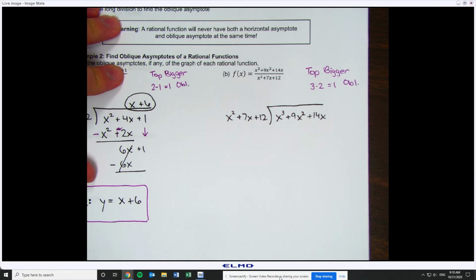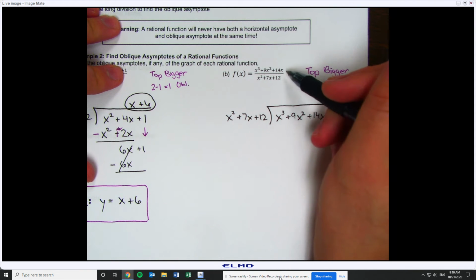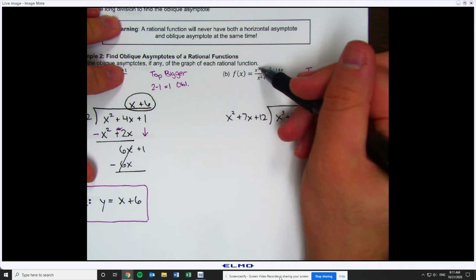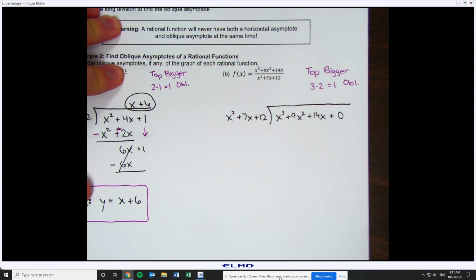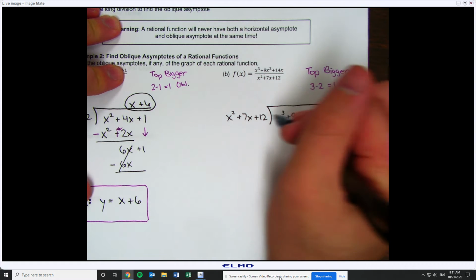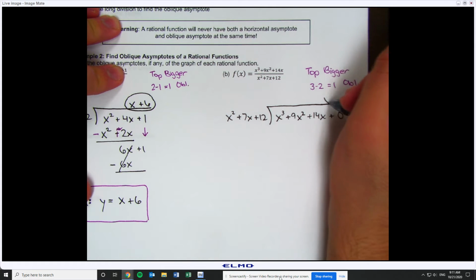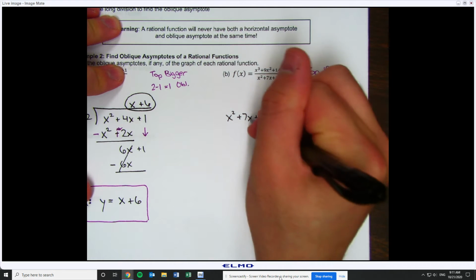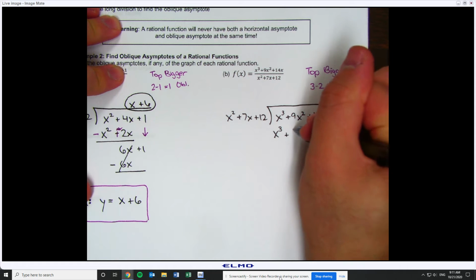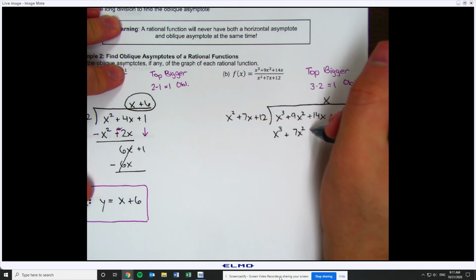Okay, so now let's figure out what we need to put. First thing I see is that I'm missing a term right here. I have 3, 2, 1, but I'm missing the none, so I need to put plus 0. Now, going through doing the rest of it, I need to multiply x squared by x so they can cancel with this. So I'll put my x on top of this one so they match up with degree. X times x squared gives me x to the third. X times 7x is 7x squared. And then right here, x times 12 gives me plus 12x.